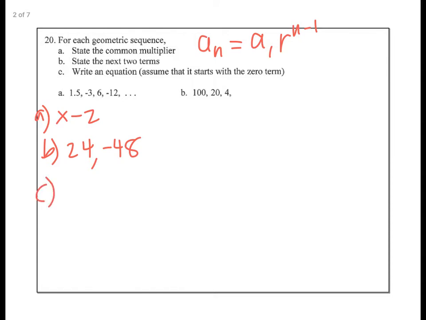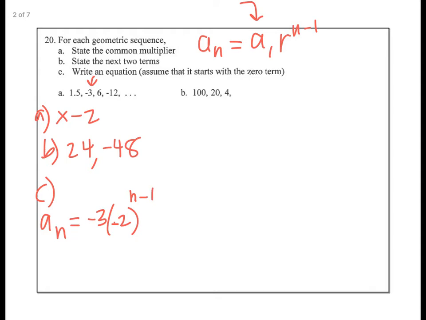C is an equation, so I put the equation up here. A sub n is equal to a sub 1 times r to the n minus 1. So remember, a sub 1 is the first term in the sequence, and this is telling us that it starts with the 0th term. So if 1.5 is the 0 term, then, like in this example, negative 3 must be the first term. So I would have a sub n is equal to negative 3. R is my common multiplier or common ratio. It's just what are we multiplying by every time. Here that is a negative 2. And that's to the n minus 1 power.